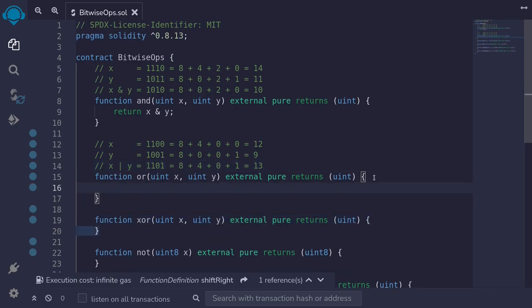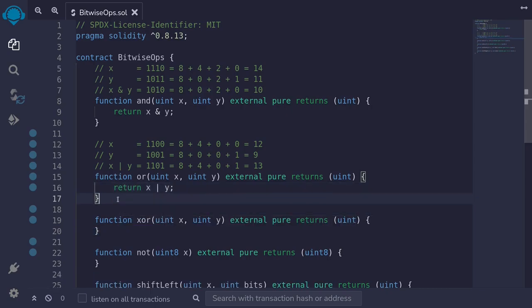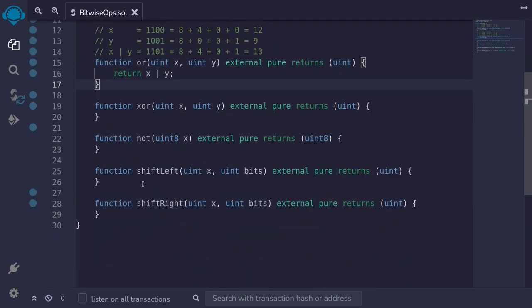In Solidity, the OR operator is a vertical pipe. So, for example, we'll say return x | y. So that's the OR operator. Let's move on and talk about the XOR operator.